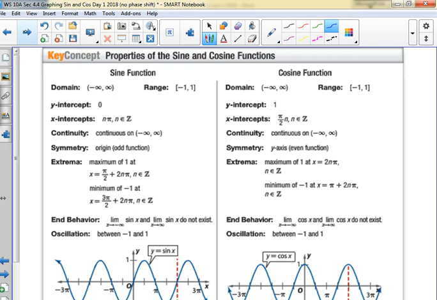All right, so this is out of your book. What did we talk about? We talked about the domain and range. We didn't talk about the y-intercept. The sine crosses at 0, 0. The cosine has a y-intercept of 0, 1.